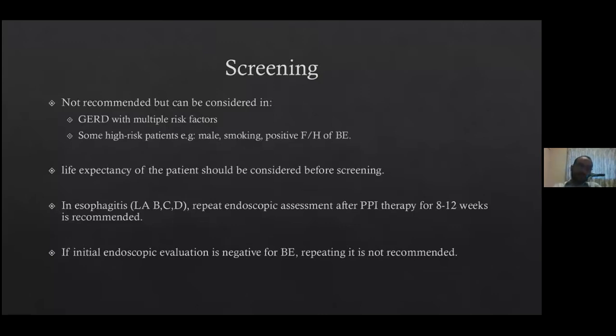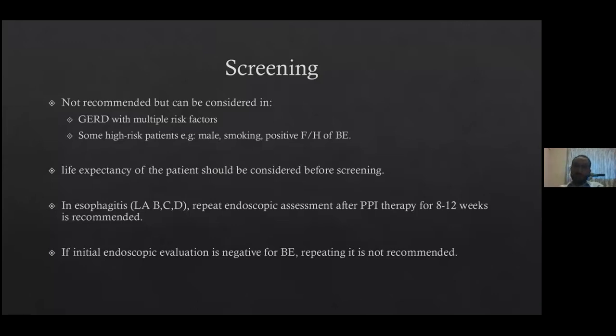Screening. It's not recommended, but can be considered in several cases, for example, patients with gastroesophageal reflux disease with multiple risk factors. Some high-risk patients, as we mentioned earlier: male, Caucasian, smoking, positive family history of Barrett esophagus. The life expectancy of the patient should be considered before screening.